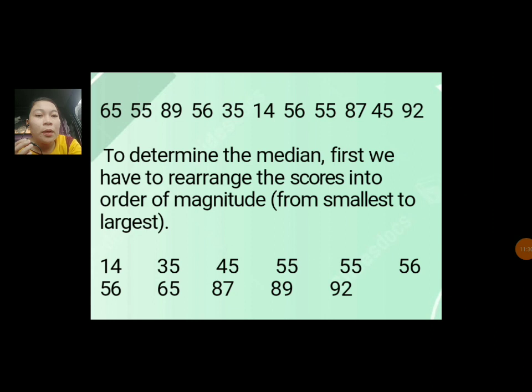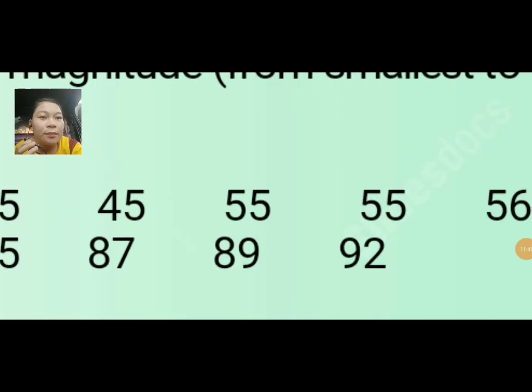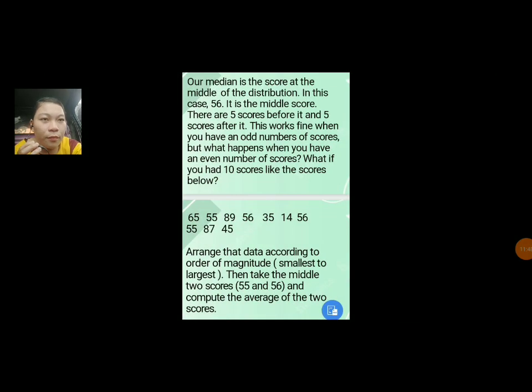So you can see, 14, 35, 45, 55, 55: the first 5. Another 5: 56, 65, 87, 89, and 92. Therefore, the middle is this 56. Nasabtan ra ba? Alright. So in this case, 56 is the median.